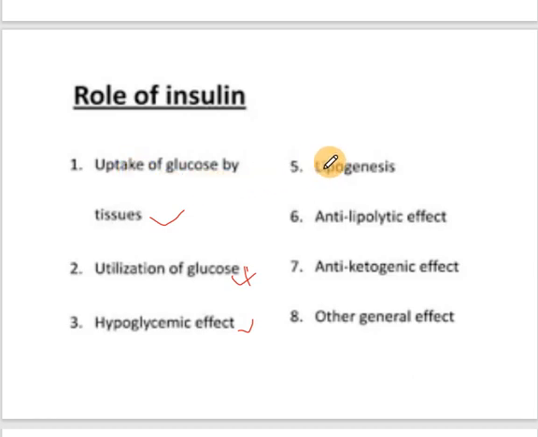Other functions include helping the body synthesize lipids, called lipogenesis. It has an anti-lipolytic effect, that is, it prevents the breakdown of lipids. It prevents synthesis of ketone bodies, called an anti-ketogenic effect, and there are other general effects which are not really related to the topic. All these mechanisms of insulin, at the end of the day, help to clear blood glucose so that it can be reduced.